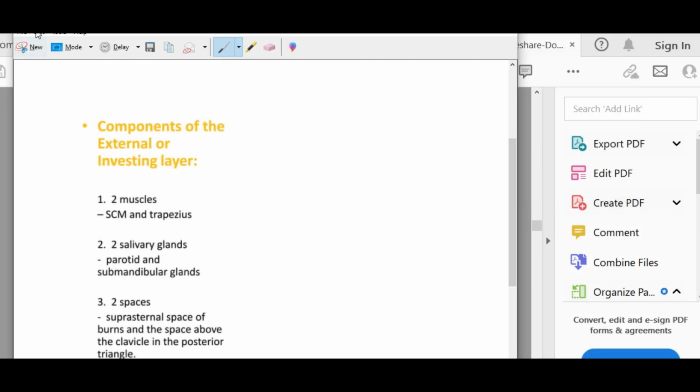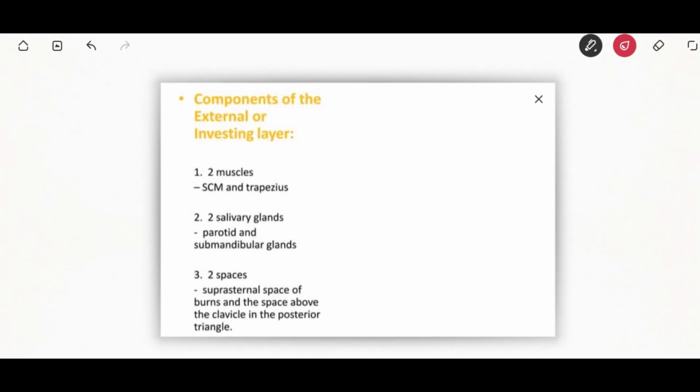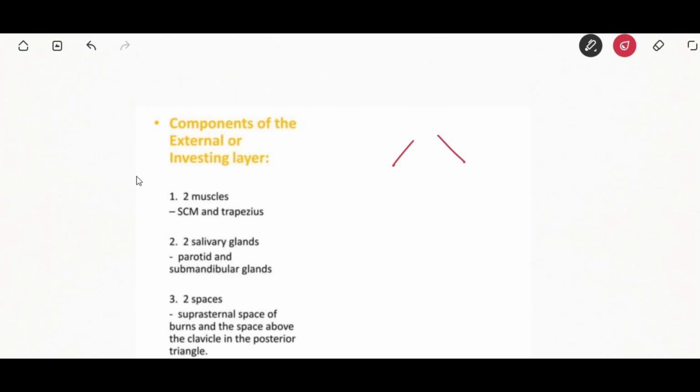What is the suprasternal space? It is formed by splitting of the investing layer of the deep cervical fascia at the upper border of the sternum, that gets attached to the anterior and posterior borders of the suprasternal notch. It encloses a space known as the suprasternal space. So what are the contents of this space? It contains supraclavicular nerves and the external jugular vein.